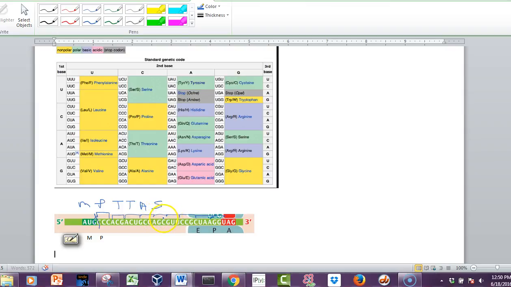GUU is valine. CCG is proline. CUA is leucine. AGG is arginine. And then it stops, and so you don't put anything here. As you're going along translating, you could maybe put a little dot there or something. But the actual amino acid sequence is just this.